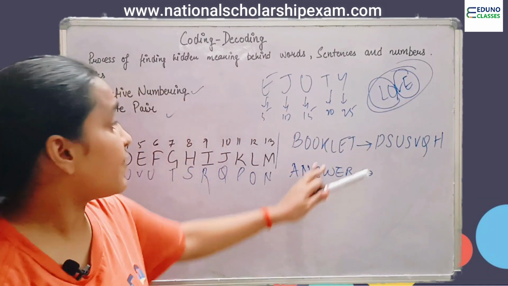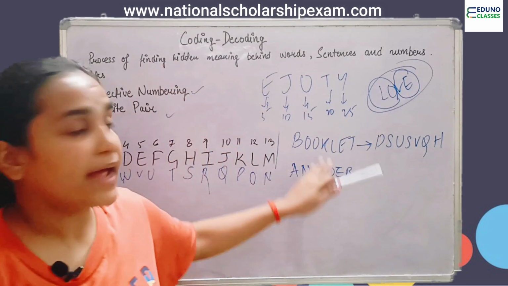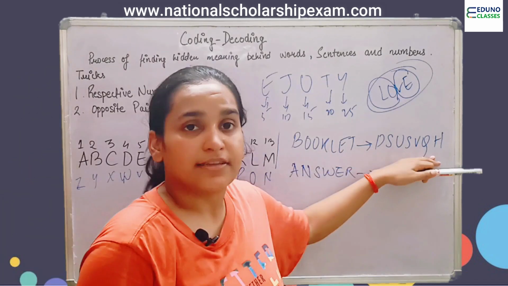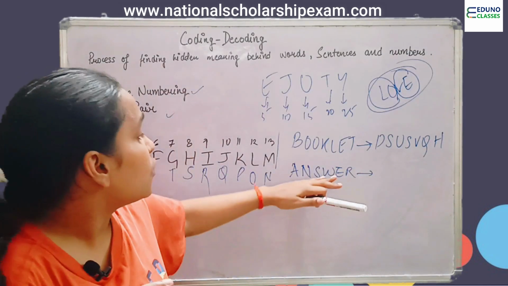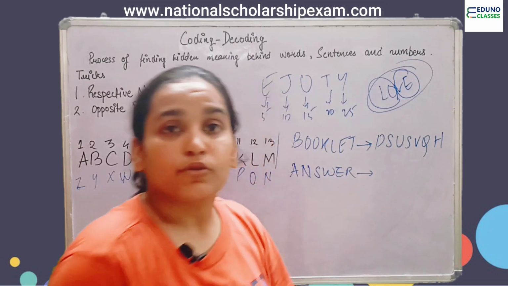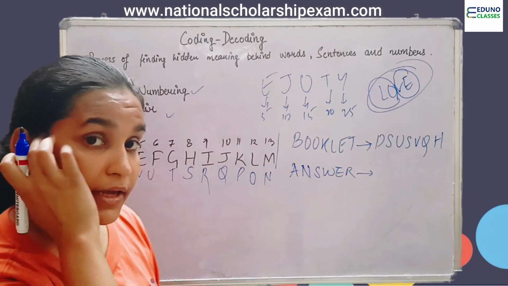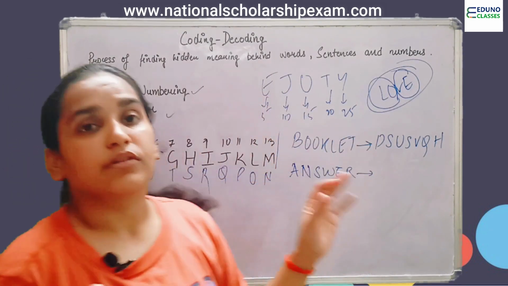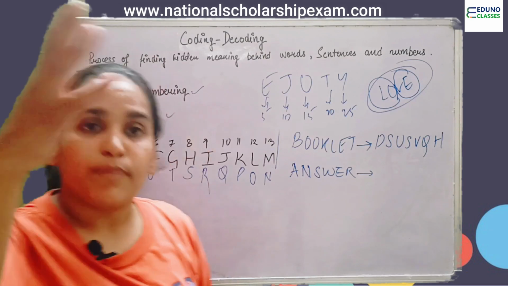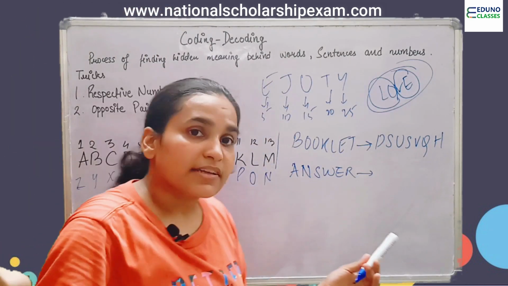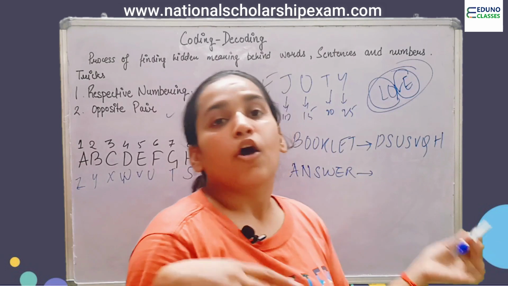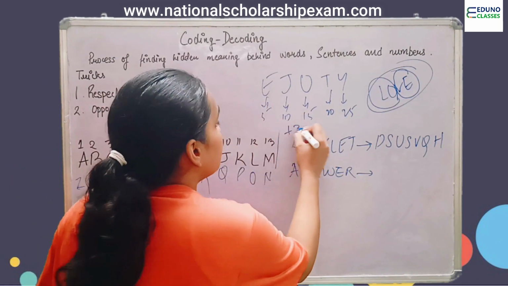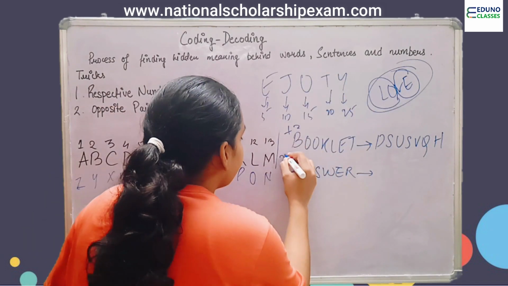Okay. We have to find the relationship between them first, and then we have to apply that relationship here. Whatever pattern is used to convert booklet into this, the same pattern will be used to convert answer into something else. We have to decode that problem. Now B, we know the number for B is 2, number of D is 4. The relation between 2 and 4 is plus 2 or 2 square. Let us remember both. Either it will be 2 square or it will be plus 2.